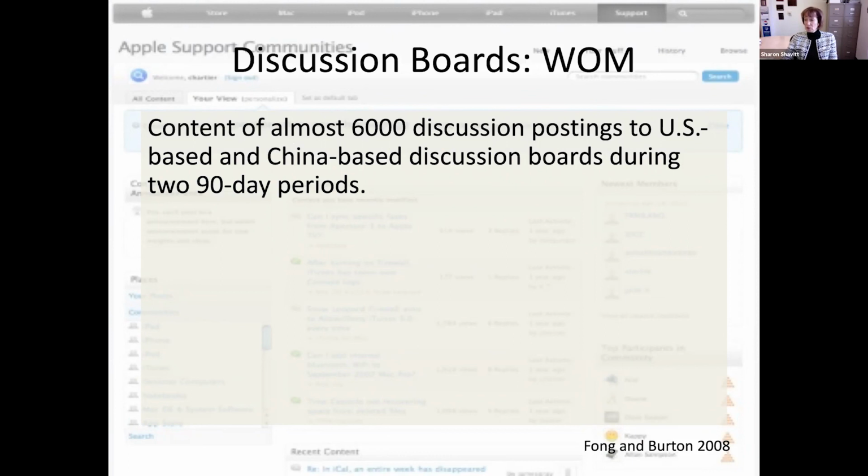And these discussion boards are based on 6 different internet portals: eBay, Yahoo, and Google in the US, and EachNet, Sina, and NetEase in China. Okay. So these researchers analyzed the content of almost 6,000 discussion postings during a specific set of 90-day periods. And what they found is that the things that people posted differed by culture.